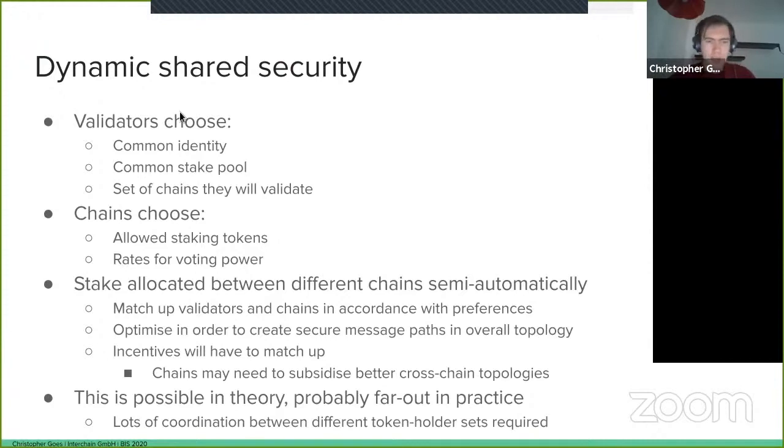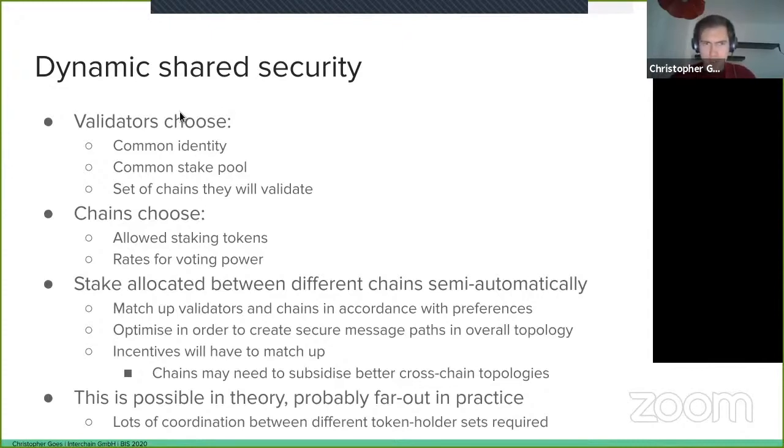Then there would be some common algorithm, which doesn't require giving up sovereignty in the traditional sense. There doesn't need to be a master coordinator, but this is just an algorithm that these chains run independently that would match up validators and chains in accordance with their preferences. They need to coordinate on the edges a little bit, but they don't need to coordinate in a central location. And then this would use these degrees of freedom, which the validators and chains are giving up, to optimize in order to create message paths with more overlap and preferably fewer hops for the overall topology.